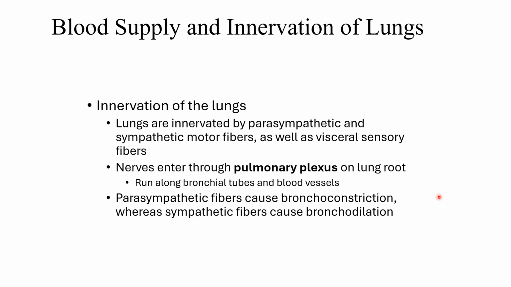Now let's quickly go over the innervation of the lungs. Lungs are innervated by parasympathetic nervous system and the sympathetic nervous system, as well as visceral sensory fibers. And nerves enter through the pulmonary plexus on lung root, and they run along the bronchial tubes and blood vessels. Parasympathetic fibers cause bronchoconstriction, whereas sympathetic fibers cause bronchodilation. If any one of you remember that flight, the stress response we did when we were doing hormones, that epinephrine and norepinephrine cause bronchodilation. So that is sympathetic fibers, they cause bronchodilation.